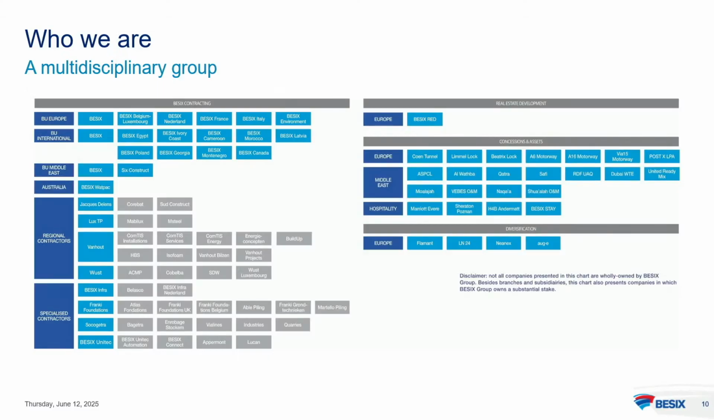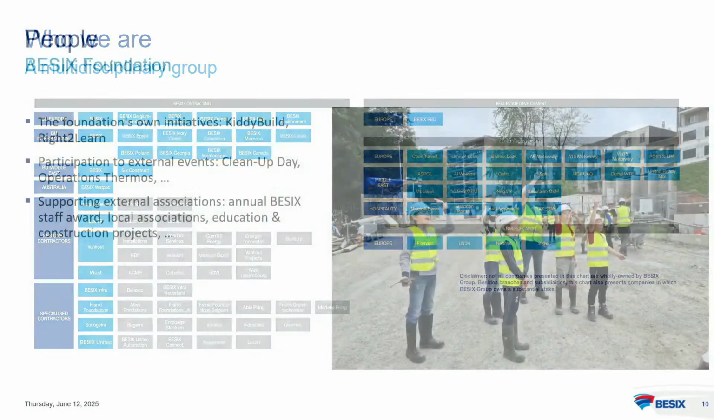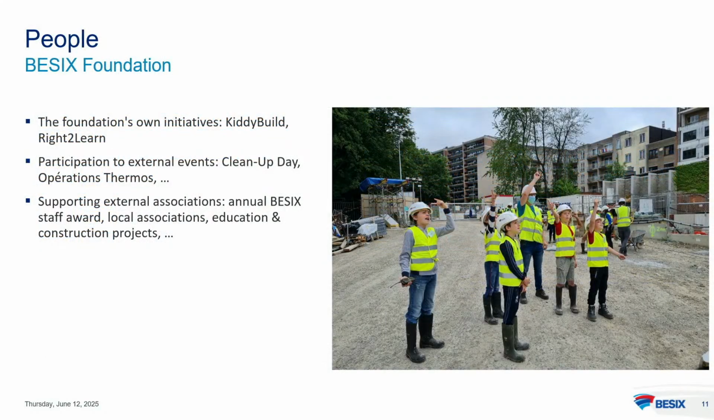This is, let's say, the various structure of the group. I mean, we are, like I mentioned, so multidisciplinary. We have also some subsidiaries, of course, doing some different activities than construction. So we do real estate, I mentioned. We have concession and assets, so we do some PPPs in some countries as well. Next one, I think.